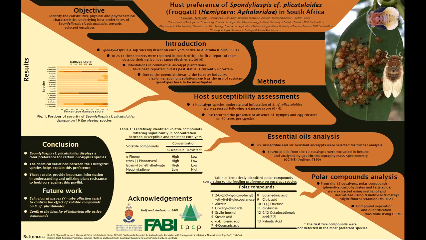From this study, Spondylolepis displayed a clear preference for certain eucalyptus species, and the chemical variations between the eucalyptus species help explain this difference. The results provide important information in the understanding and utilizing of plant resistance against Spondylolepis.